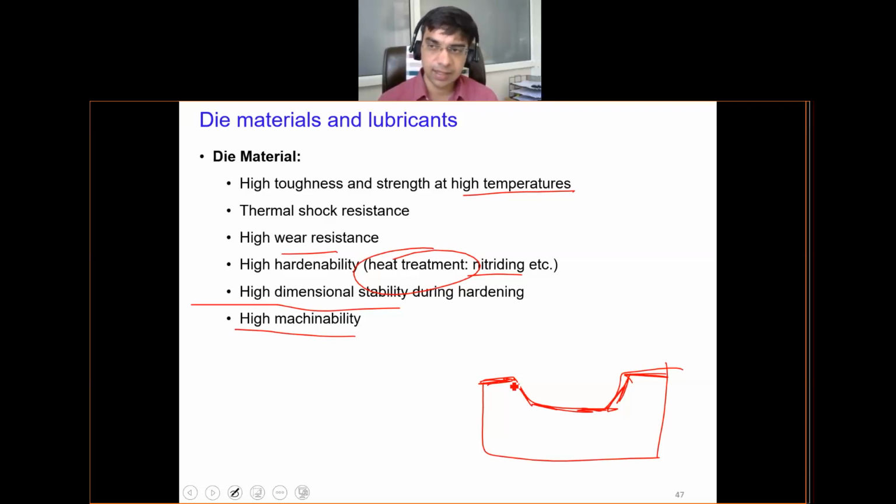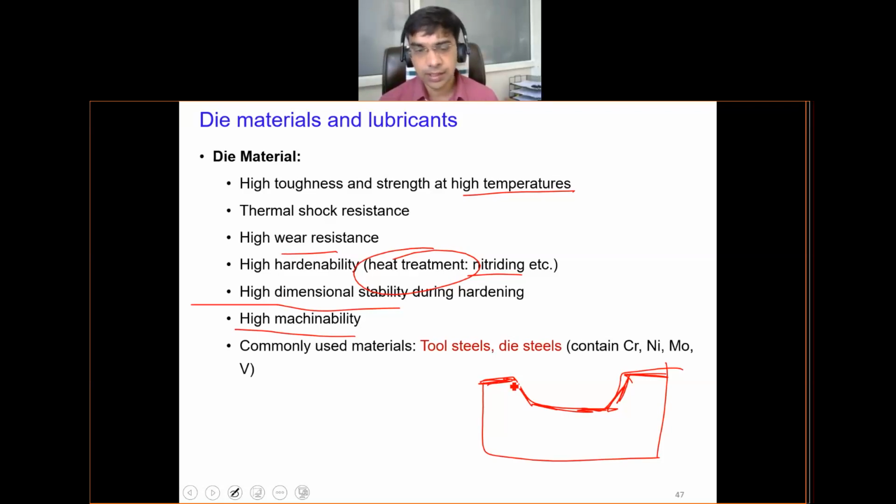So all those cavities are produced using machining processes, so it should be a good machinable material. Commonly, the materials which are used to create dies are alloys of steel, which are categorized under tool steel and die steel.